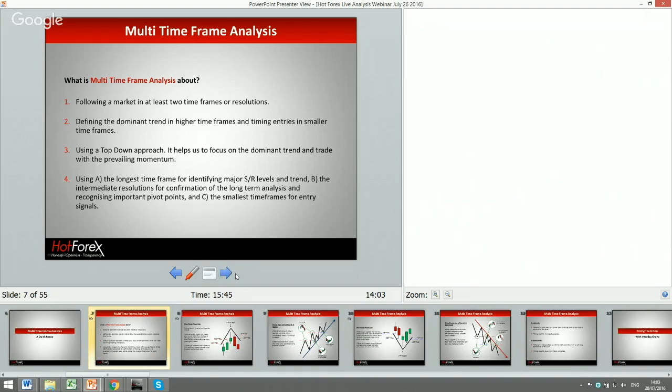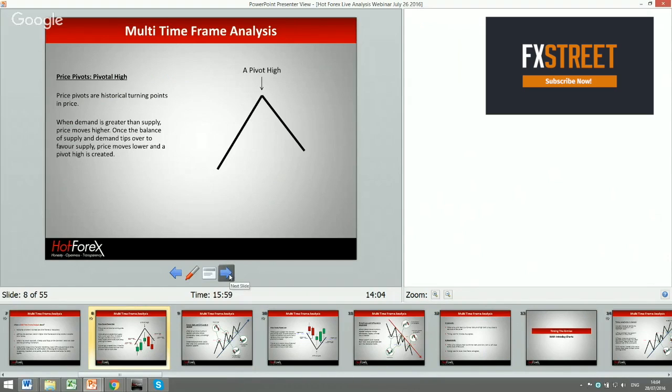So higher time frame, sometimes 3 time frames. Support and resistance, very, very important, very straightforward. Smallest time frame for entry, higher time frame for marking these resistance and support areas. Okay, so it's very straightforward. Price points, pivot highs are historical turning points in price.